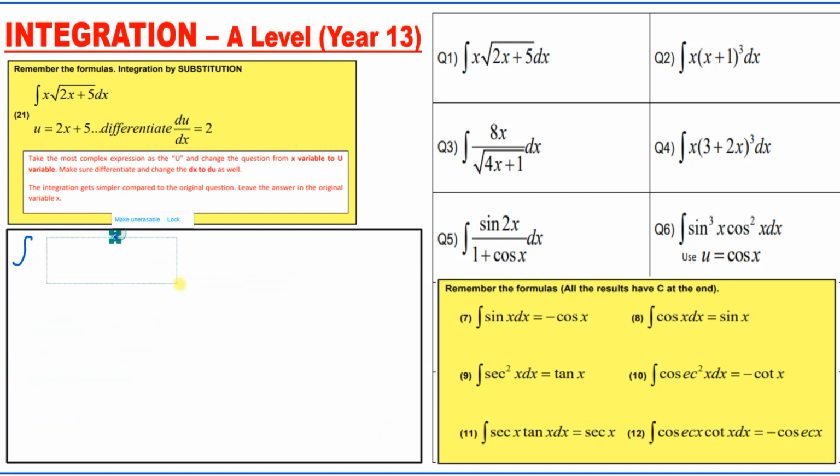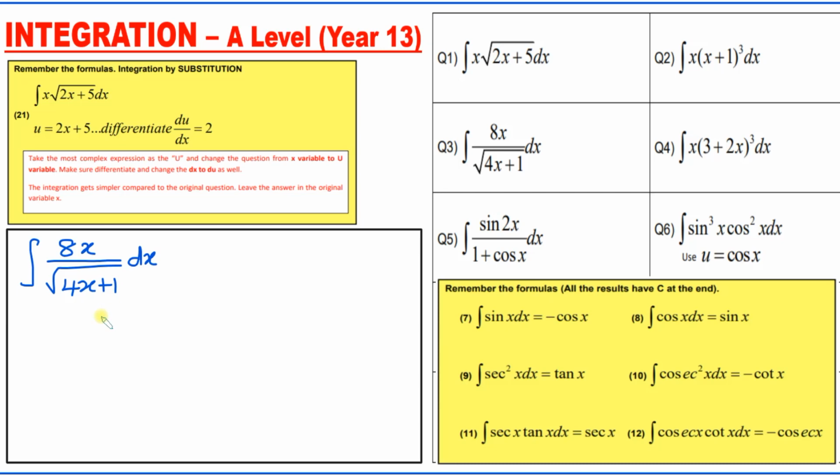So now we are moving on to question number 3. So what is the heading today? The heading is integration by substitution. You are changing the question into a different format to make sure the integration gets simpler. Right, now this is the integral of 8x over the square root of 4x plus 1, dx, right?